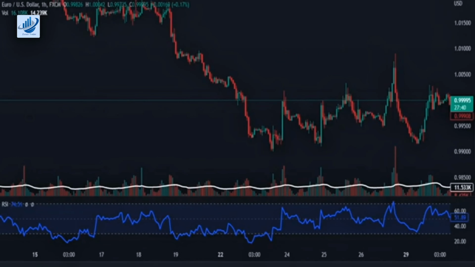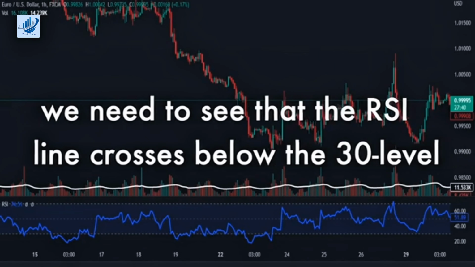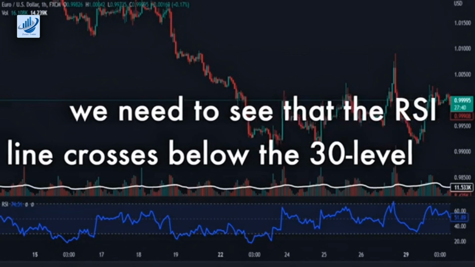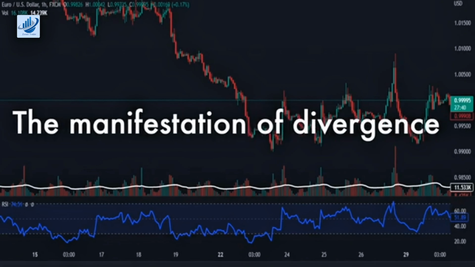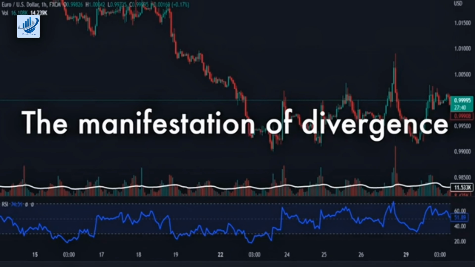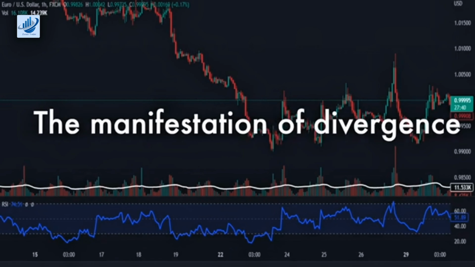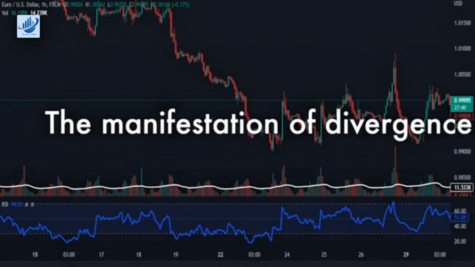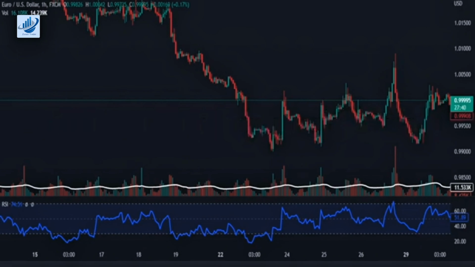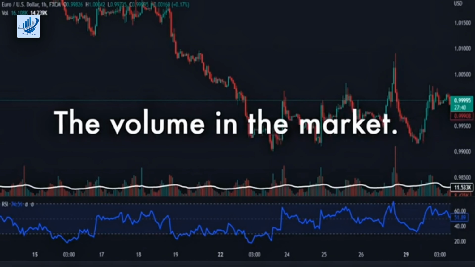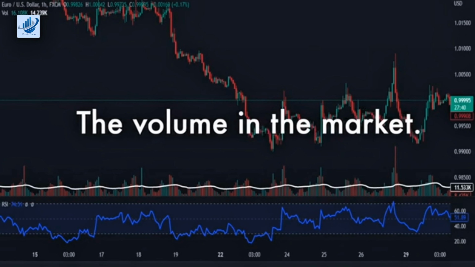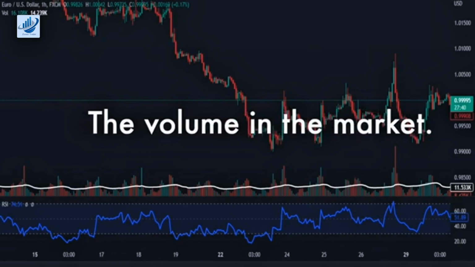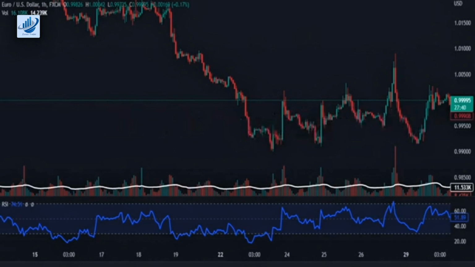For taking a long position, first, we need to see that the RSI line crosses below the 30 level. The second confirmation that we are looking for is the manifestation of divergence. A bullish divergence should appear before the RSI line crosses above the 30 level threshold. The third confirmation will be the volume in the market. The volume should be strong. It shows that there is a substantial volume in the market that will guarantee an upside move. Let me give you an example.